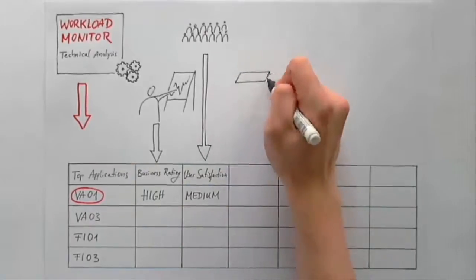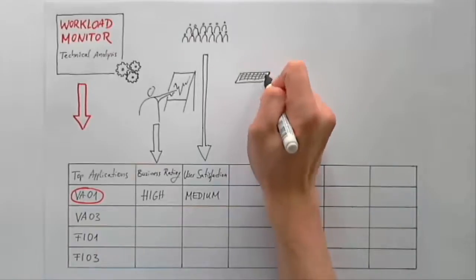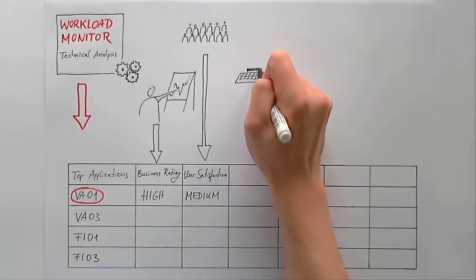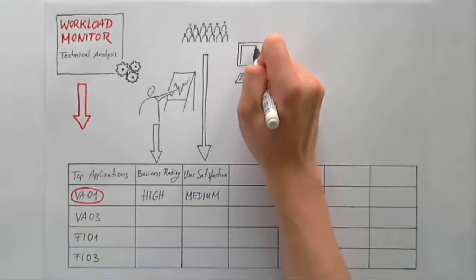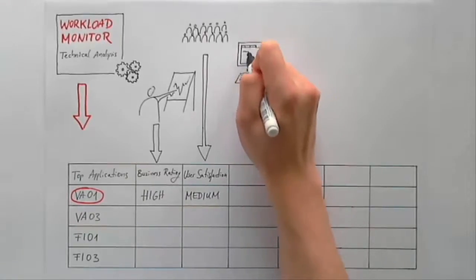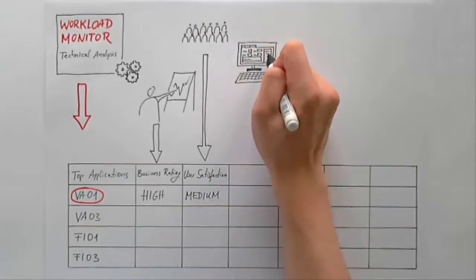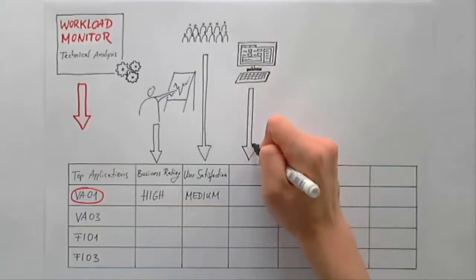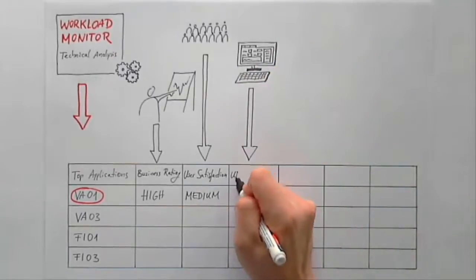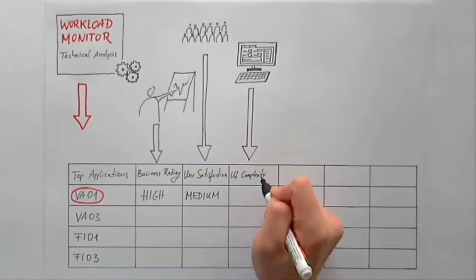Further criteria could be the complexity of the transaction from a UI perspective. This might help you later on to recognize the probable complexity of an adaptation or custom development option. VA01 is a rather complex transaction with a complex user interface. We therefore rate the complexity as high.